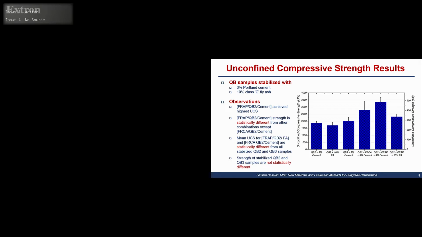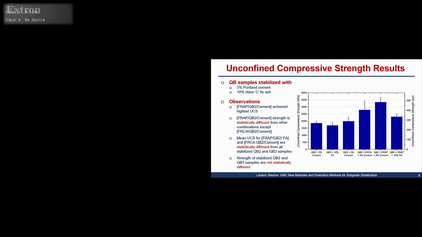The third test is the unconfined compressive strength for the different combinations of materials that were used to construct the test sections. If you followed my description of the test sections, we had ultimately 6 different combinations. 3 of those combinations were just Quarry By-Product with cement or fly ash, Quarry By-Product with cement from 2 sources, and then the other 3 were the Quarry By-Product mixed with a recycled coarse aggregate such as FRCA or FRAP, and then the FRAP ones had either cement or fly ash stabilization.